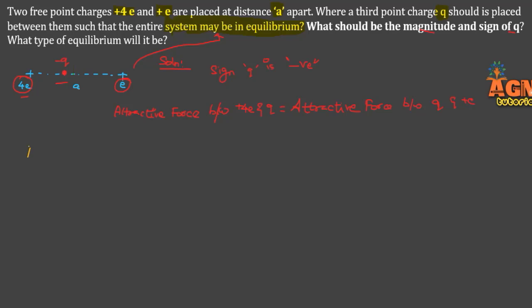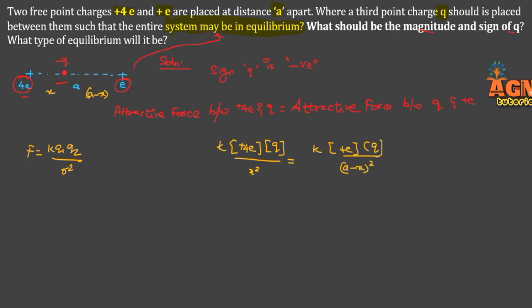We know that the force is k q1 q2 divided by r square. We substitute k, q1 is plus 4e and q2 is q, divided by the distance x, so x square. The other side is k times e divided by a minus x whole square. This is the one we have to focus on.